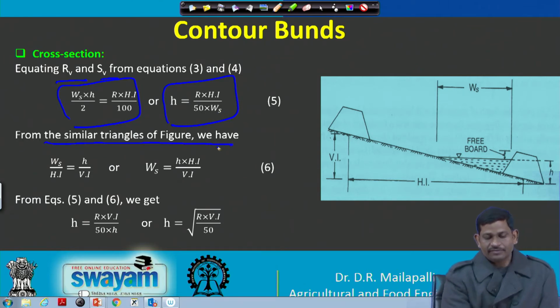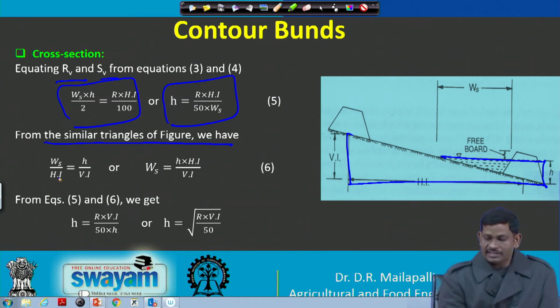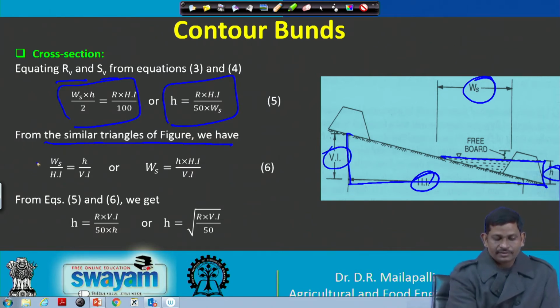From the similar triangular figure, if you see this, this is one triangle, and at the same time this is another triangle. So these are two similar triangles. So W_S by H_I is equal to H by V_I. This is the similar triangle principle. From here, just manipulating the equation, you get W_S is equal to H into H_I divided by V_I.